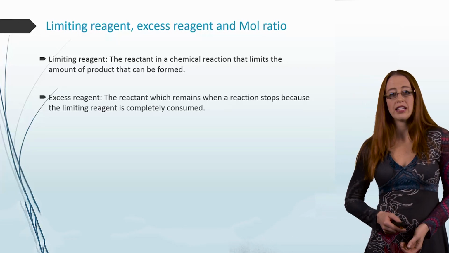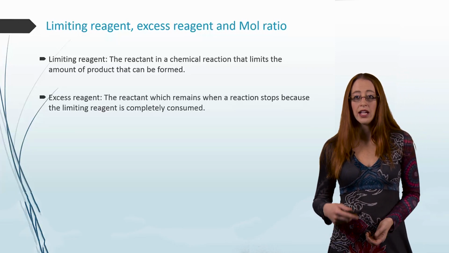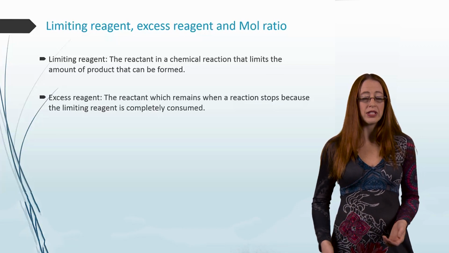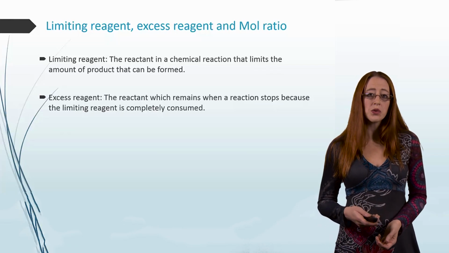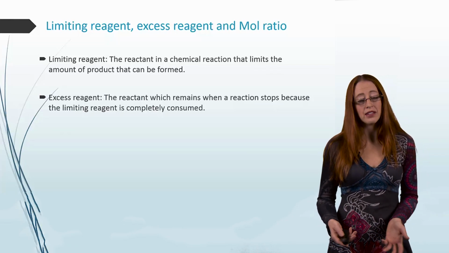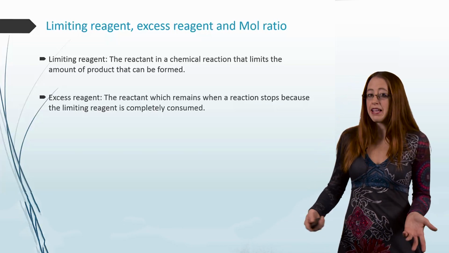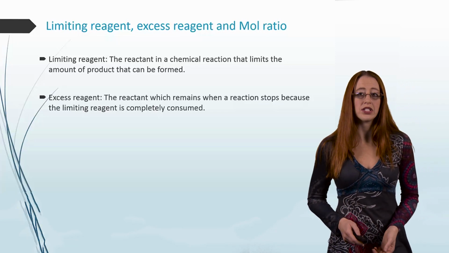Then the other ones are the excess reagents. Those are the ones that are not limiting. In real life, these are typically things that are relatively cheap or relatively unreactive or cause no problems, things of that sort. So we want to know a couple of things about this, not just what the excess reagent is, but how much is left over. By definition, there won't be any limiting reagent left over, but there will be excess reagent.